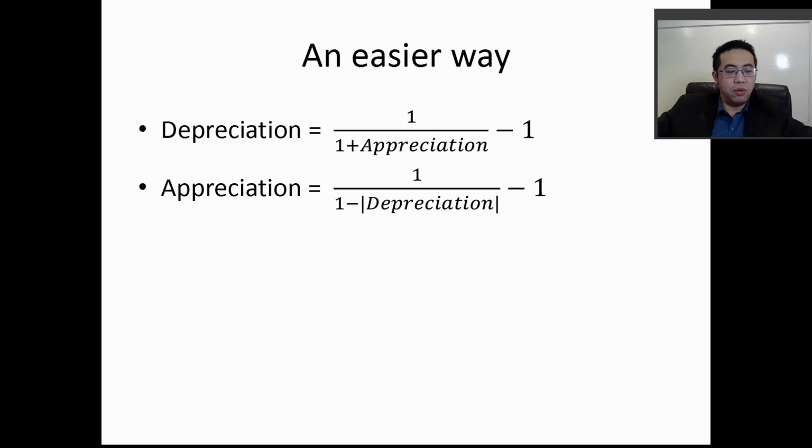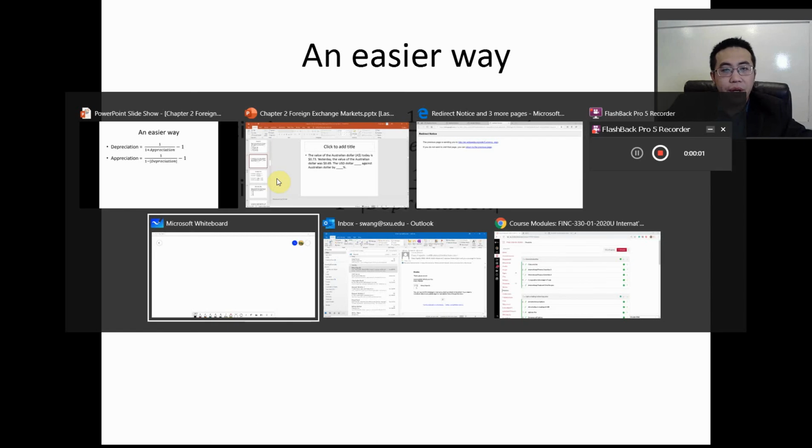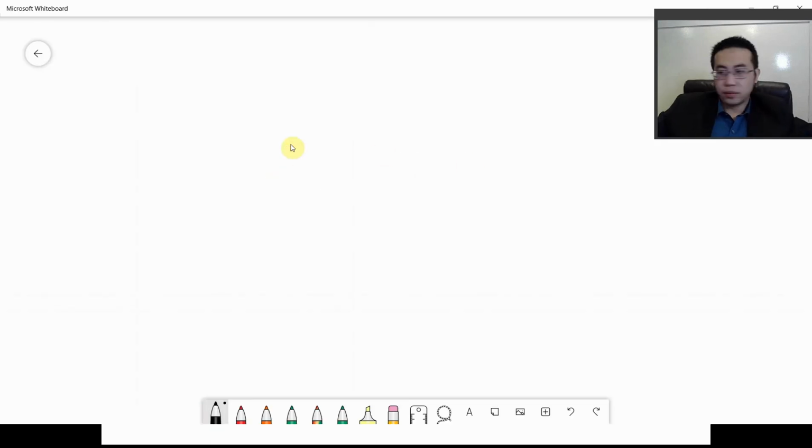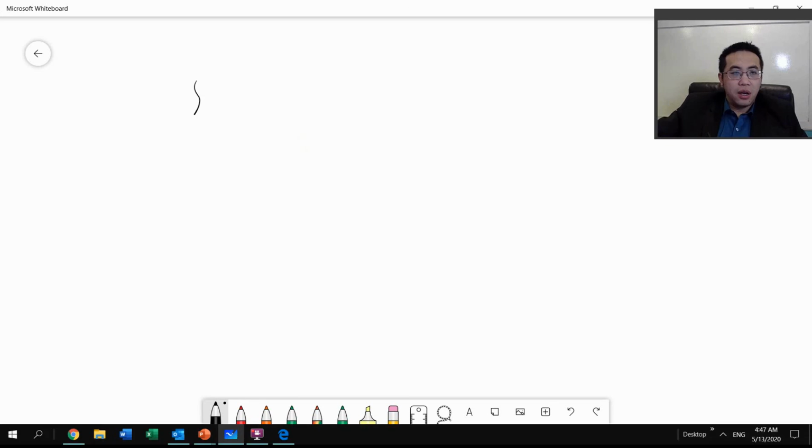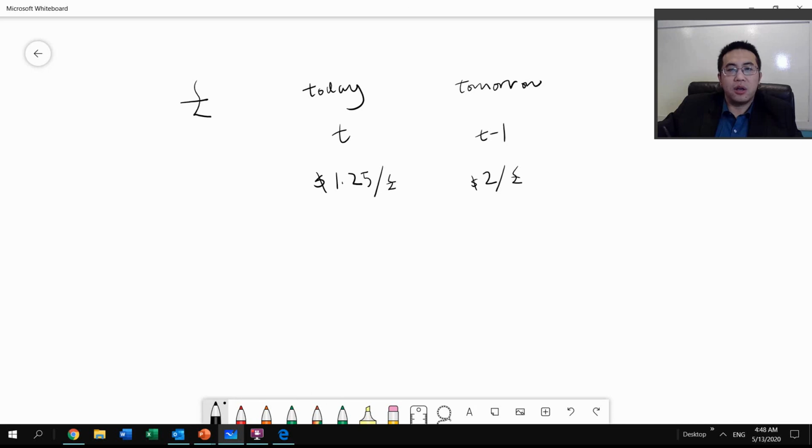Okay, so what are other requirements for this class? Let me just open my whiteboard. Let's see, we're analyzing a currency called the British pound, and we will use T. Let's say T is today. T stands for time, and then tomorrow will be a later stage, T plus 1. For today, the exchange rate is, let's say, $1.25 per pound, and tomorrow it will be $2 per pound.